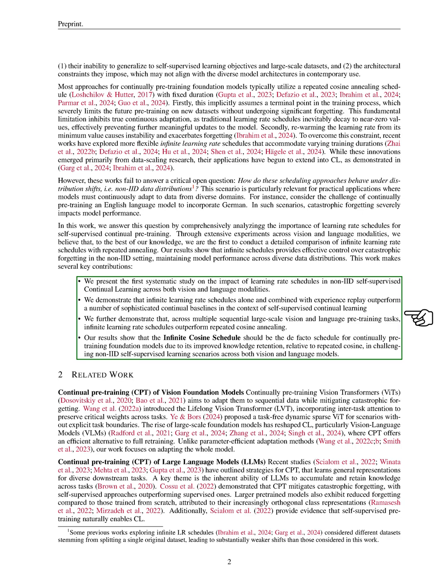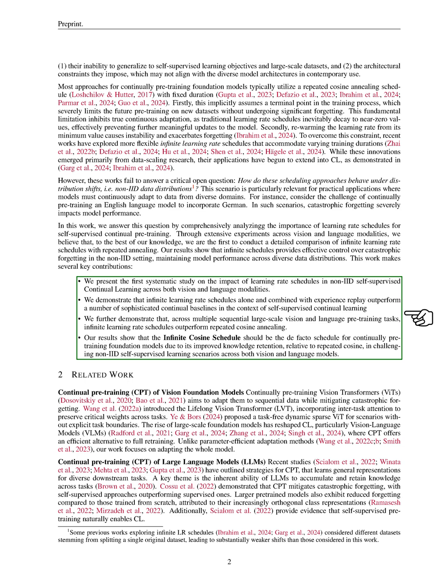We make several key contributions. We present the first systematic study on the effects of learning rate schedules in non-IID self-supervised continual learning for both vision and language. We show that infinite learning rate schedules, both alone and in combination with experience replay, outperform several advanced continual learning methods. And we demonstrate that, across various large-scale sequential pre-training tasks, infinite learning rate schedules surpass repeated cosine annealing. Our results suggest that the infinite cosine schedule should be the standard for continually pre-training foundational models, as it enhances knowledge retention compared to repeated cosine schedules in challenging non-IID self-supervised learning scenarios.